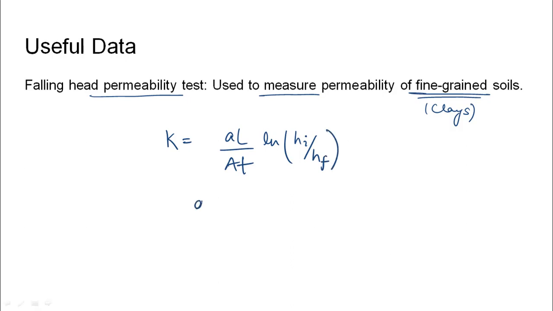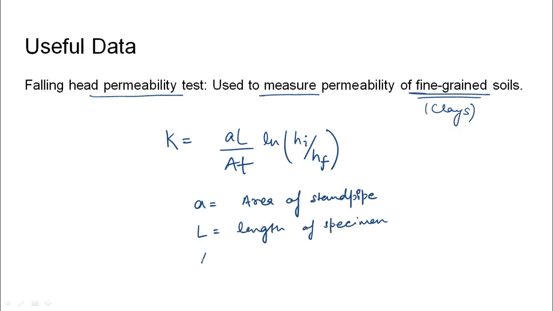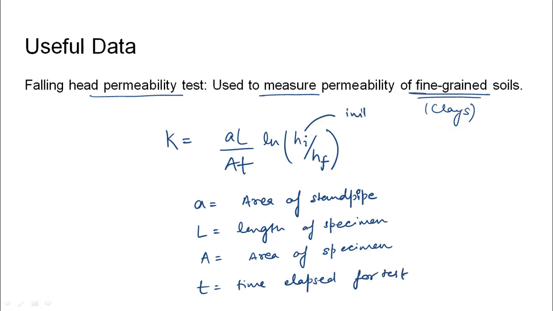Here, small a is the area of standpipe, L is the length of specimen, capital A is the area of specimen, T is the time elapsed for test, HI is the initial height, and HF is the final height in the standpipe for the water level. So based on these values, the permeability of the soil sample can be determined.